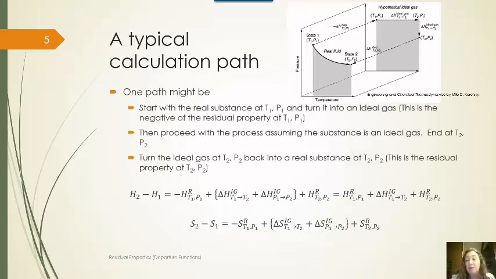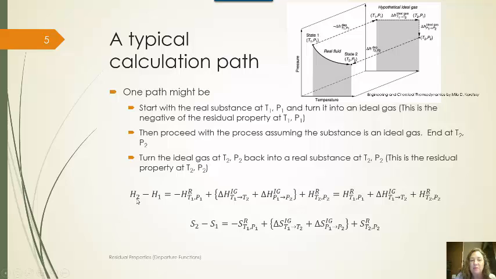So this is the path that is typically used. You start with a real substance at T1, P1, and turn it into an ideal gas. So this is going to be the negative of your residual property at that temperature and pressure. Then you're going to proceed with the process assuming that the substance is an ideal gas. The nice thing about ideal gases is changes in temperature and pressure are separated. Then we're going to turn that ideal gas back into a real substance. Now that's going to take us through the residual property.